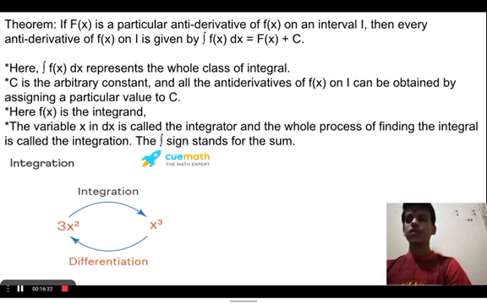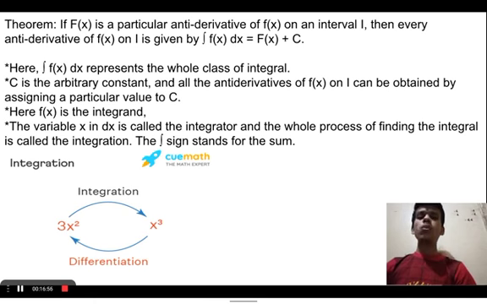So c is an arbitrary constant, and all the antiderivatives of f(x) on I can be obtained by assigning a particular value to c. So we have to take different values of c to get the actual function. Here f(x) is the integrand. The variable x in dx is called the integrator, and the whole process of finding the integral is called integration. The sign stands for the sum.